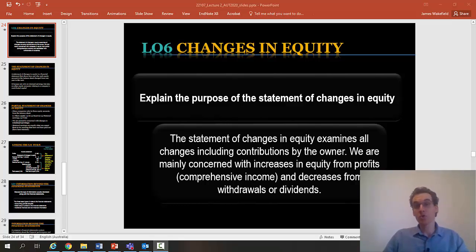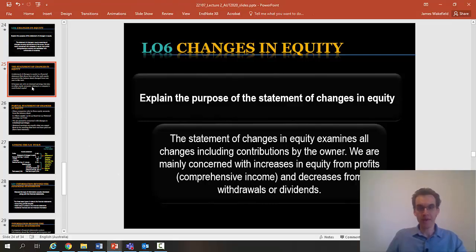Now, to close the loop on the financial statements today, the last one we're going to look at in learning objective number 6 is the changes in equity statement. Now, the purpose here is obviously to look at why there has been changes in equity, and that information in terms of what the final balances are is fed into your balance sheet.